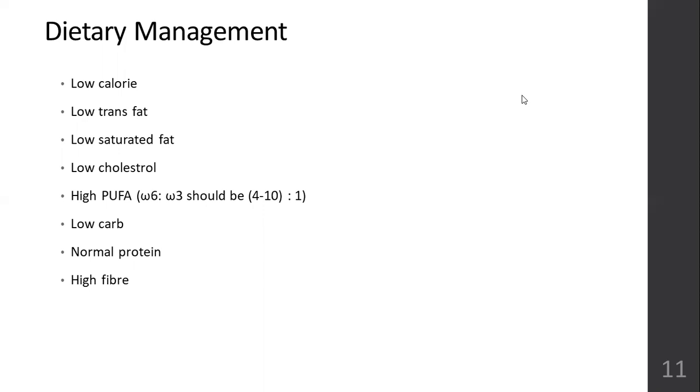These are also supposed to give you some nutritional benefits. Trans fat has no nutritional benefits at all. It is just basic fat without any nutritional benefit. Okay, so avoid that. Low saturated fat: control your ghee consumption, avoid ghee. Control your coconut oil consumption, control butters. So low saturated fat, low cholesterol.